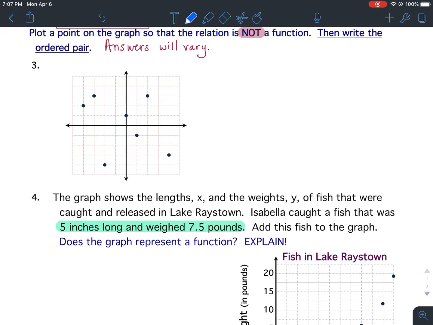Functions review, questions 3 and 4. For question number 3, it says plot a point on the graph so that the relation is not a function. Then write the ordered pair. Well, this has many different answers, so your answers will vary.